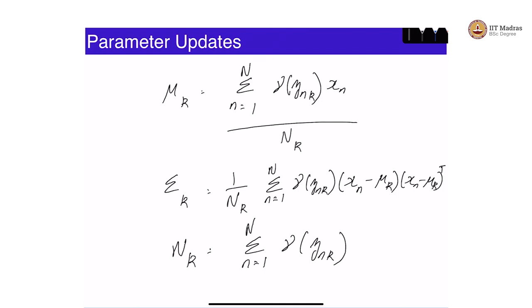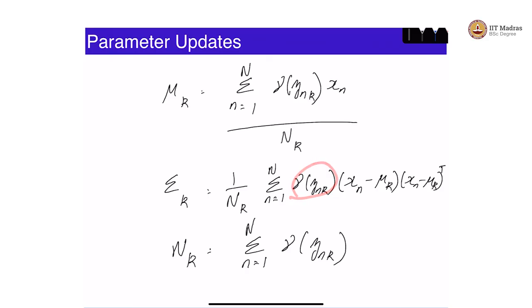So the mu k is the same as this. So x n minus mu k, this is the sample covariance. I just compute the sample covariance of the data points assigned to cluster k. That's why I have a gamma of z n k. Gamma of z n k will be exactly equal to 1 if data point n is assigned to cluster k, and it will be 0 otherwise.